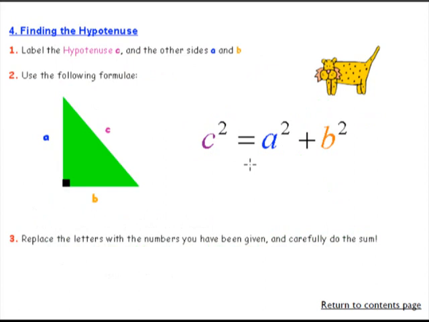So without wasting time, let's get to business. Pythagoras theorem states that c squared is equal to a squared plus b squared, where c is the longest side. In other words, it's called the hypotenuse.